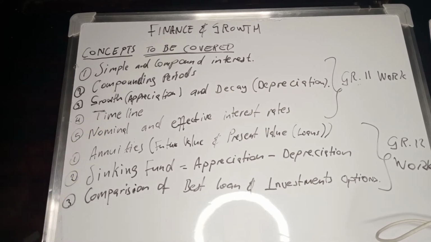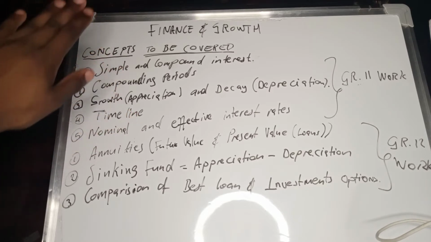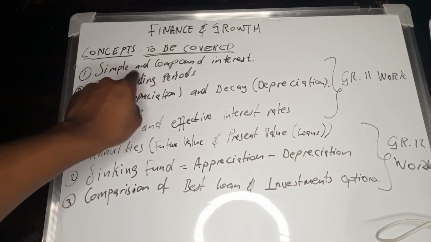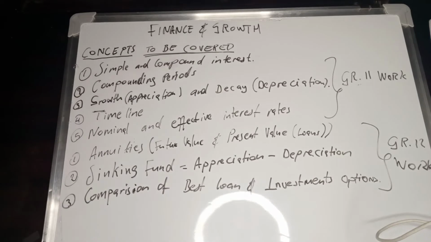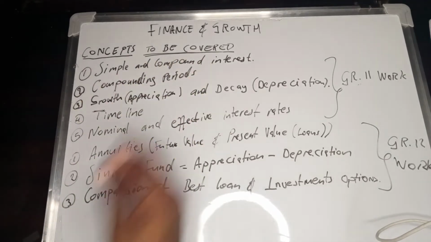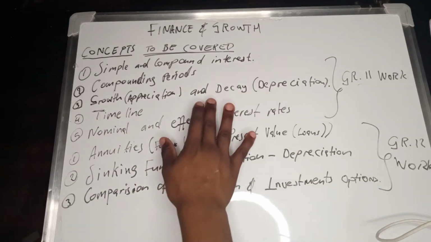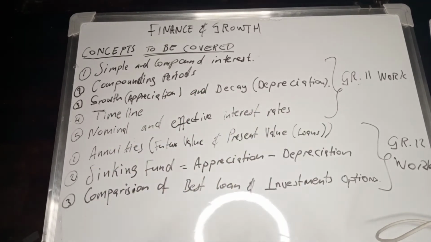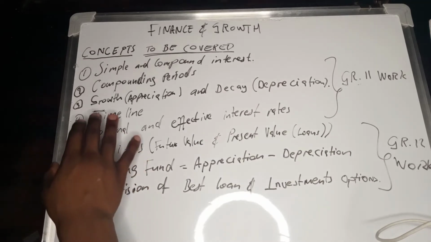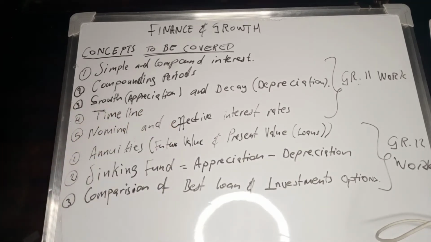Okay, now here we're gonna be talking about the simple and compound interest, the compounding periods, the growth, which is appreciation in brackets, and also decay, which is depreciation in brackets. Then we're gonna be talking about the timeline, the nominal and effective interest rates. That is all grade 11 work.